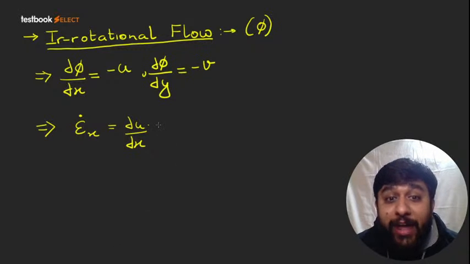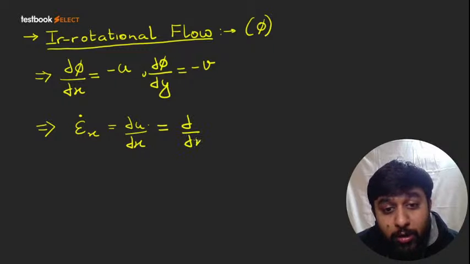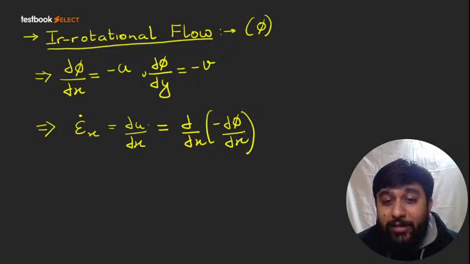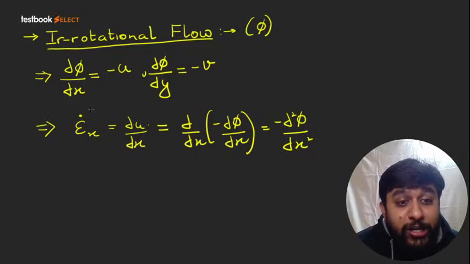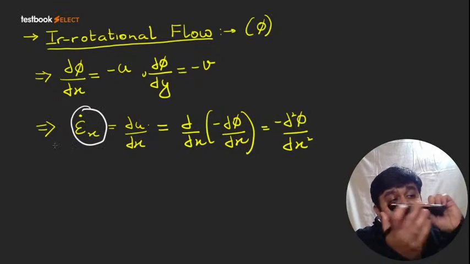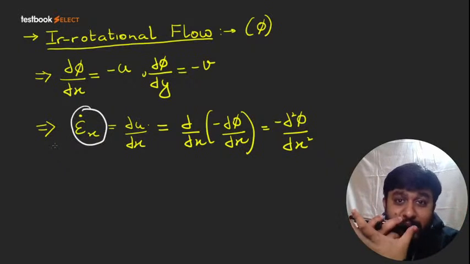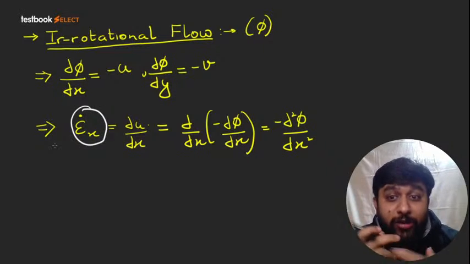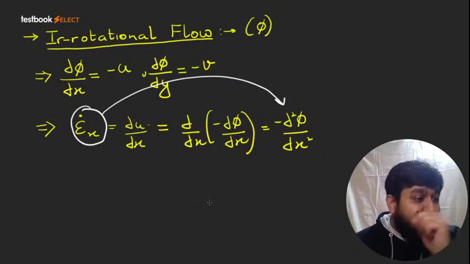But if I go by the definition of the velocity potential function, I can say that u is nothing but minus del phi by del x, right? So what will this be? This will be minus del square phi by del x square. So the rate of linear strain along the x direction. So basically, if there is a particle and this side of the particle is x, when the particle moves ahead, how fast this length will change with time, that is the rate of linear strain in the x direction. So this is simply equal to negative of del square phi by del x square.